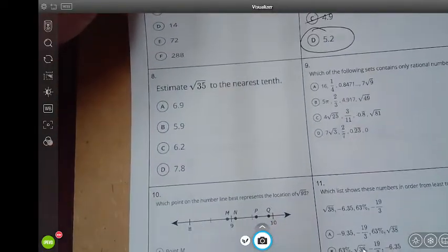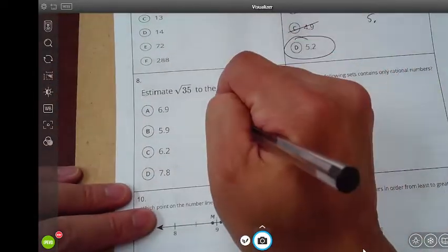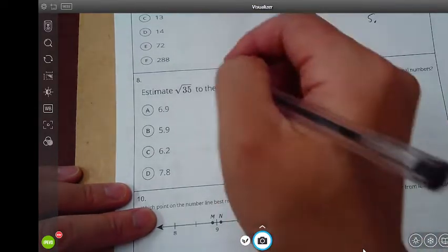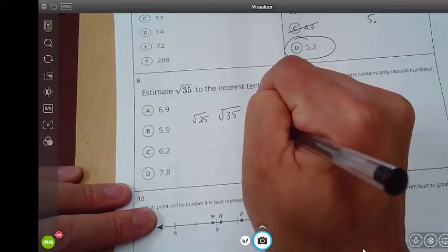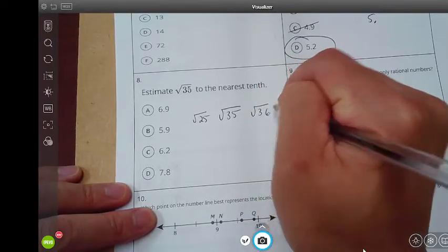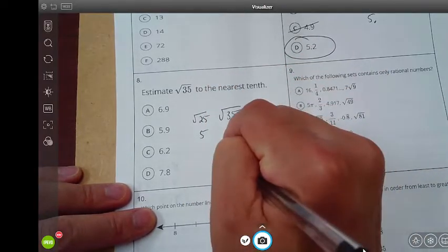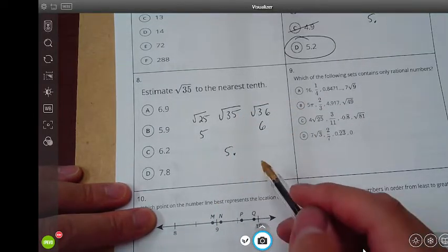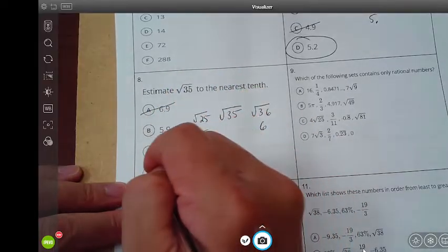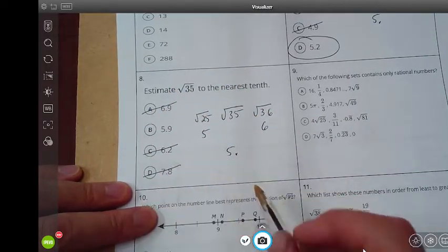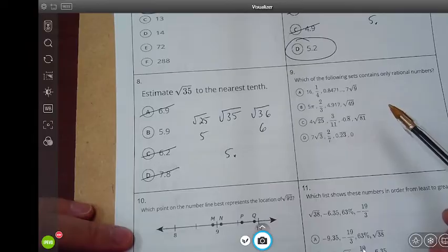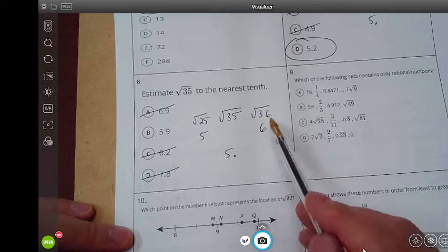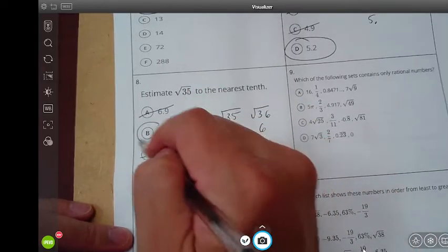All right, number 8, the square root of 35. So let's find our perfect squares around square root of 35. The next lowest is square root of 25. The next highest is square root of 36. It is between 5 and 6. We have another 5 point something number. It's not going to be A. It's not going to be C. It's not going to be D. It has to be B. It's the only 5 point something number there is. And it's really close to the bigger integer, so it has to be bigger than 5.5, and 5.9 is.